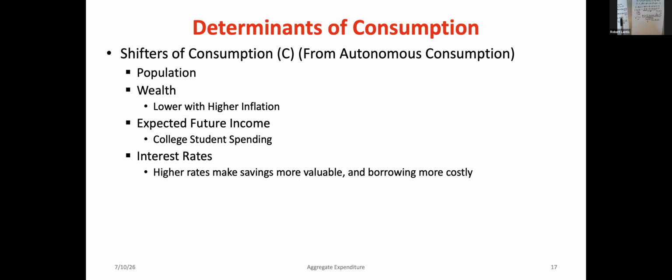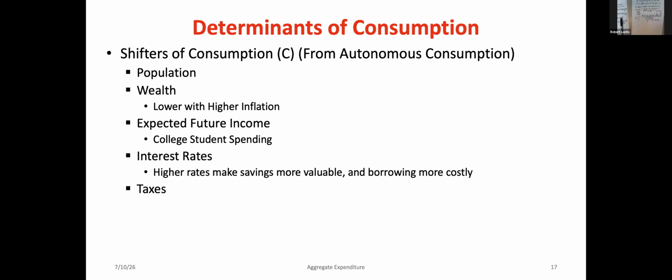If rates were lower, borrowing is less costly. People will borrow more money. They'll spend a proportion of that based off their marginal propensity to consume. So lower interest rates would actually increase consumption. So once again, this is very similar to what we talked about in the previous module. We're just applying it to a slightly different model.